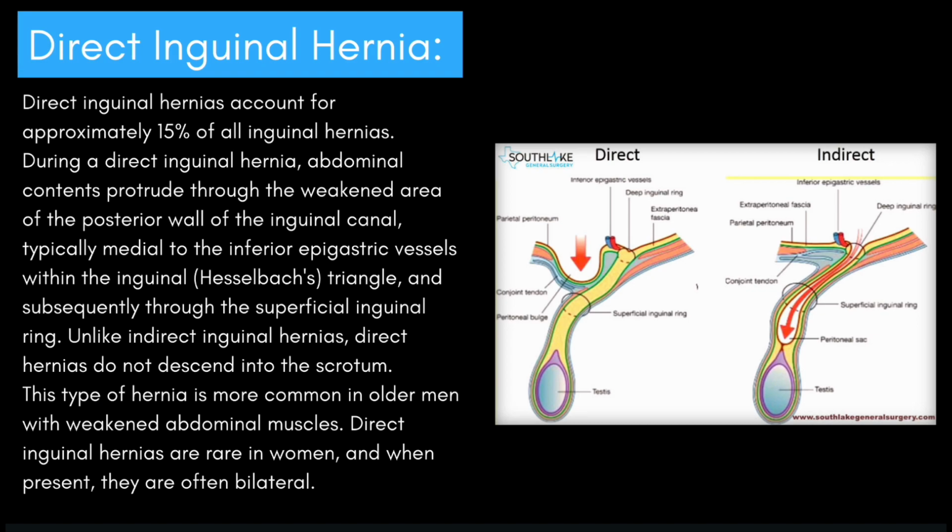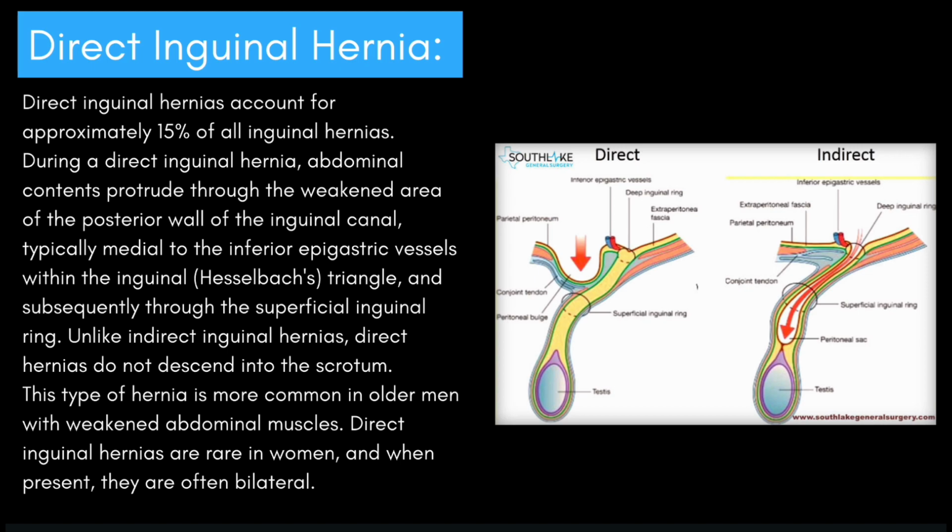I'd like to continue off from part 21 and talk about the direct inguinal hernia to complement the discussion we had about the indirect inguinal hernia. So direct inguinal hernias account for approximately 15% of all inguinal hernias. During a direct inguinal hernia, abdominal contents protrude through the weakened area of the posterior wall of the inguinal canal, typically medial to the inferior epigastric vessels within the inguinal triangle, also known as Hasselbalch's triangle, and subsequently through the superficial inguinal ring. Unlike indirect inguinal hernias, direct hernias do not descend into the scrotum.